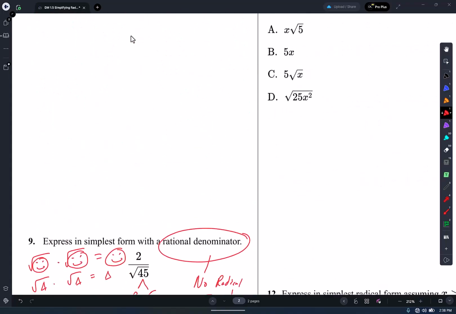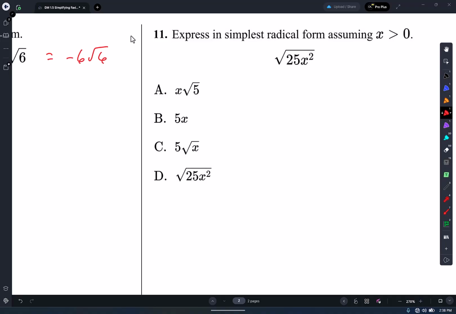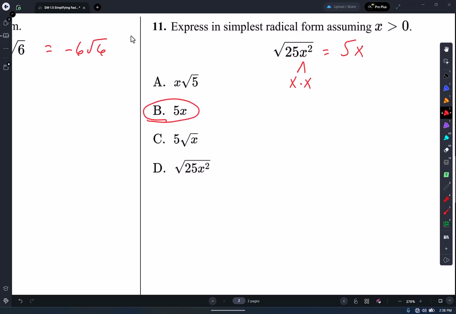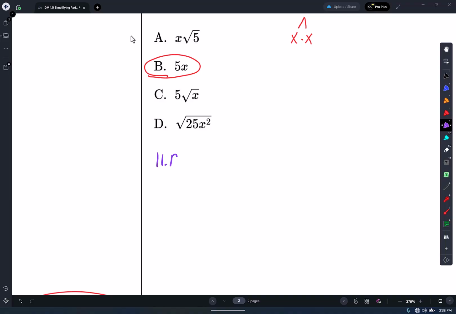Here we go. We got 2 left, guys. Express in simplest radical form. Okay, you guys ready? What is the square root of 25? 5. Oh, look, that says x squared. That's the same thing as x times x. So this is going to be 5x. So the answer is B. Make another number. Call it 11.b. Because I'm doing another example.